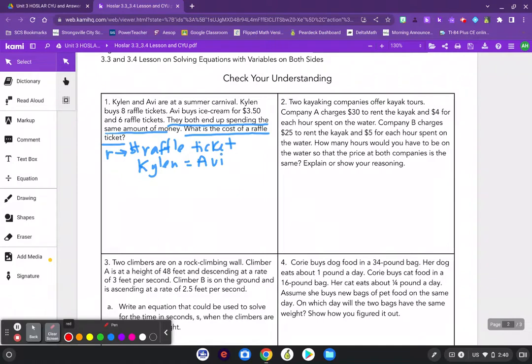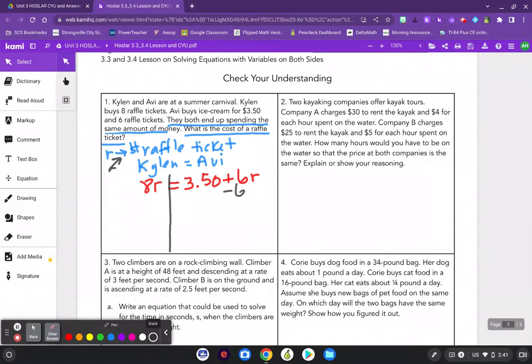So Kylan buys 8 raffle tickets. That's it. That's the only amount of money that Kylan spends. So 8 times the cost of each raffle ticket, 8R. That should equal Avi's situation. Avi spends money on ice cream, $3.50, and buys 6 raffle tickets. So the total amount that Avi spends is $3.50 plus 6 raffle tickets purchased, so 6 times R. And then my job is to solve this to figure out how much a raffle ticket costs, right? That's the question. What is the cost of a raffle ticket? And R represents the cost of a raffle ticket.